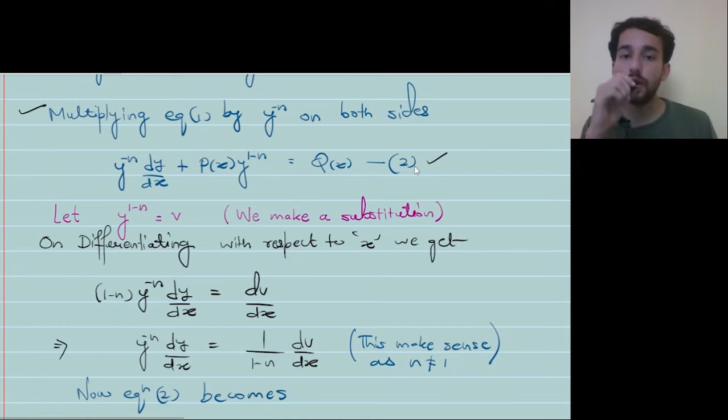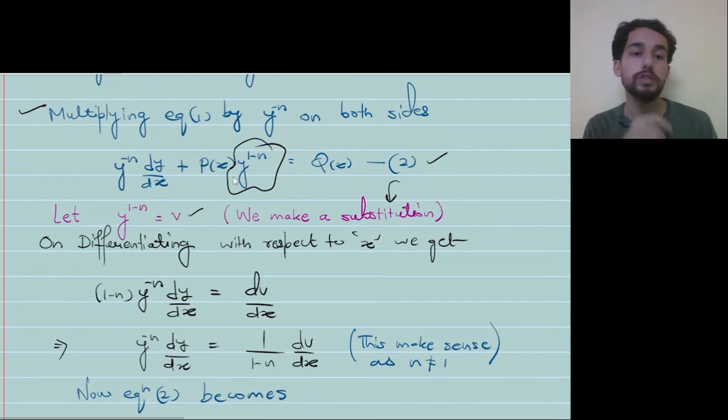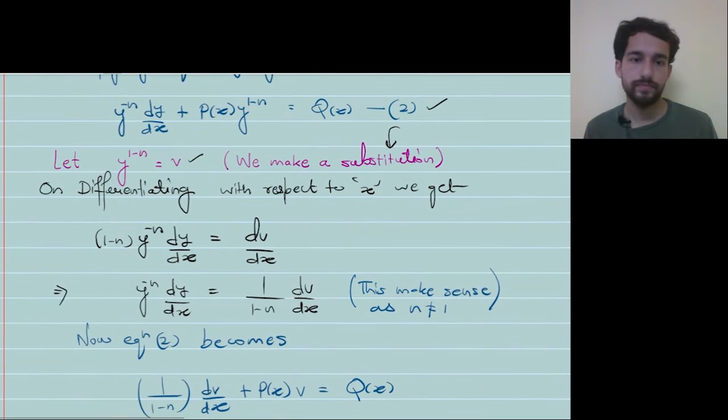Now in order to solve such an equation, I have to do some operation. What I did here was a substitution, and this is that substitution. I chose y to the power 1 minus n equals v. So I assumed it and I differentiated it with respect to x.